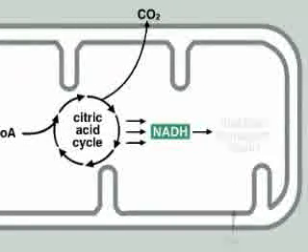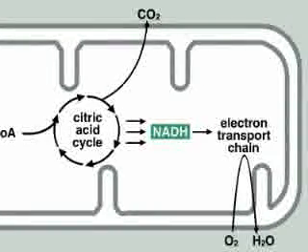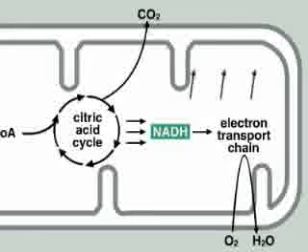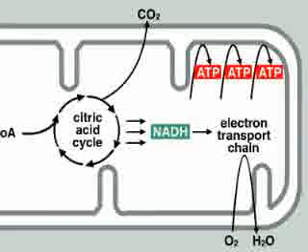NADH funnels energy to the electron transport chain in the inner mitochondrial membrane. This fuels the proton gradient that is then used for the production of ATP, the cell's primary energy currency.